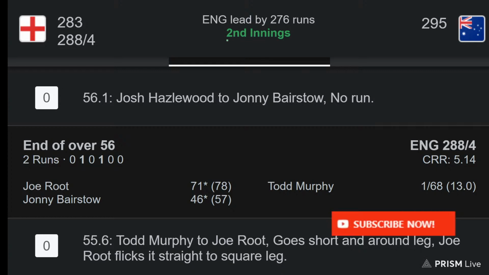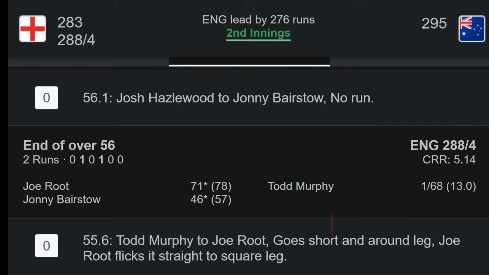So Josh Hazlewood has started the new over. John Bairstow will face the bowling, 288 for the loss of 4 wickets.